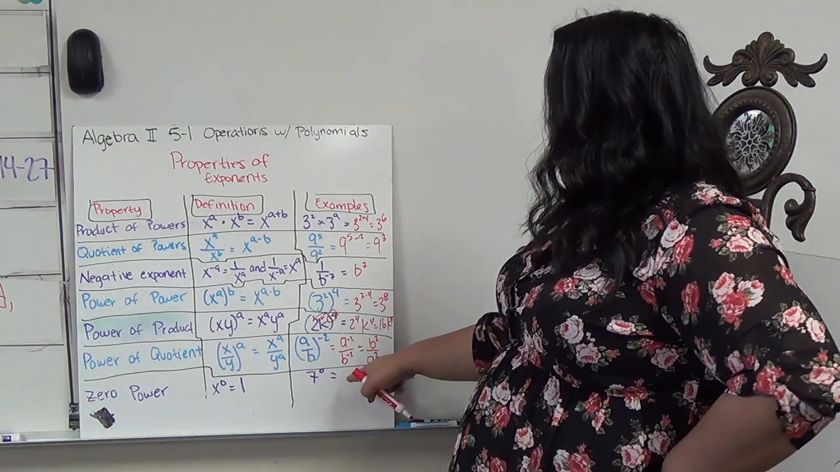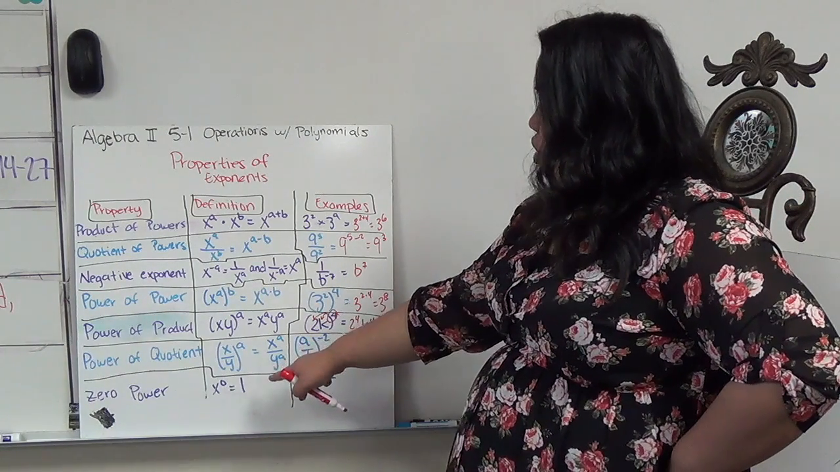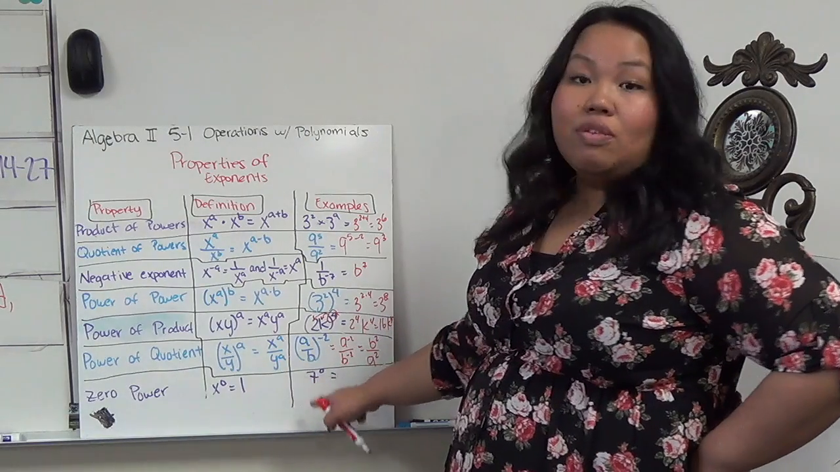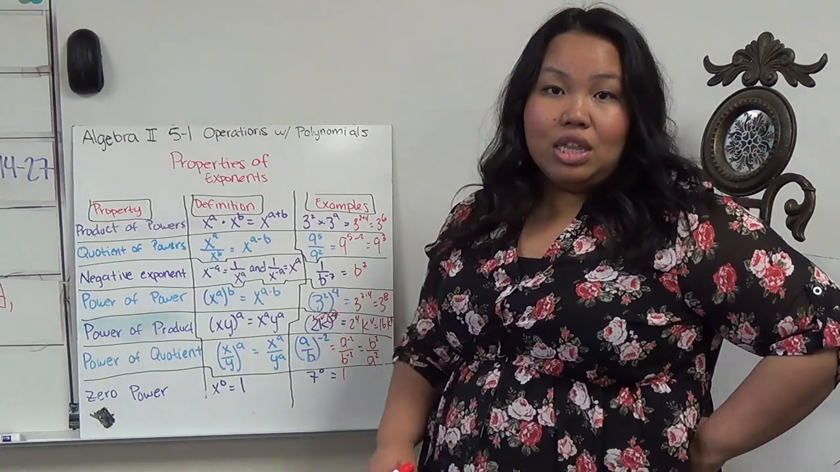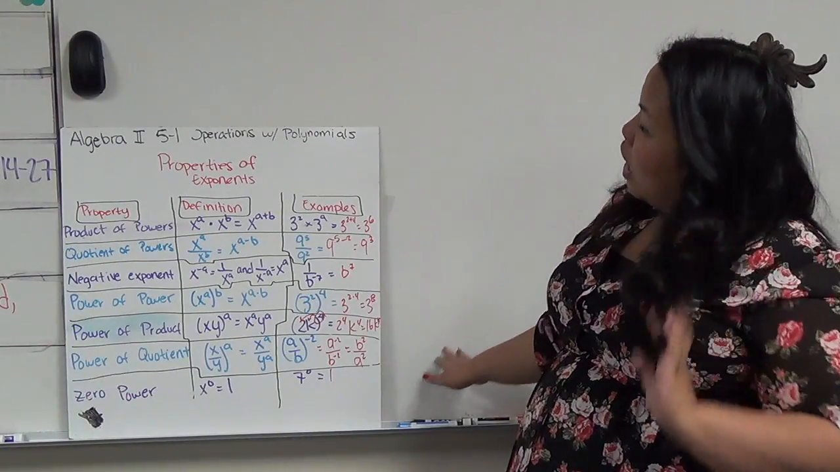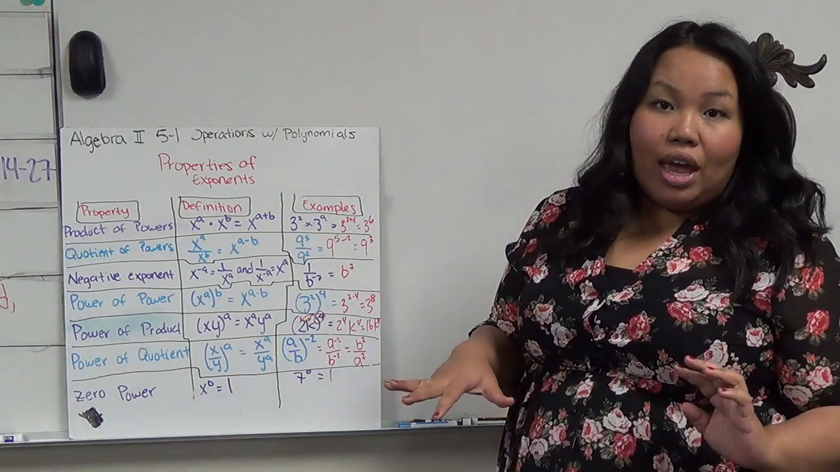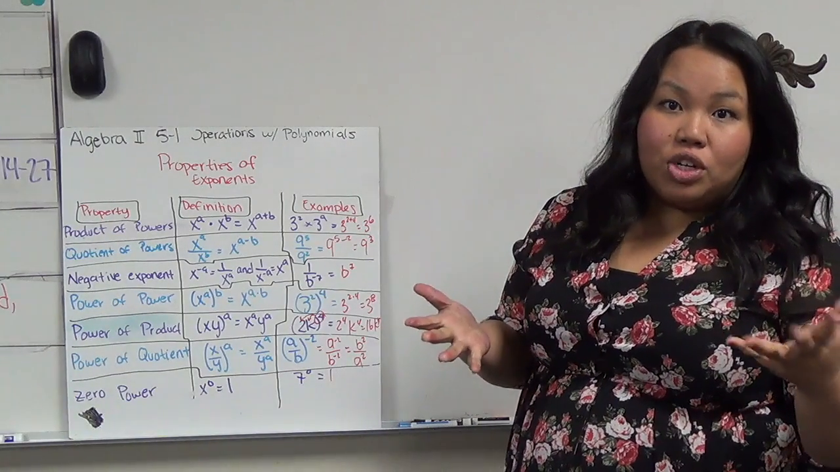And then we have 7 to the power of 0. Anything to the power of 0 is 1. So 7 to the power of 0 is 1. No matter what the number is, anything to the power of 0 is 1. If you haven't done so, fill these in. And now we're going to use these to go ahead and solve the problems that are needed.